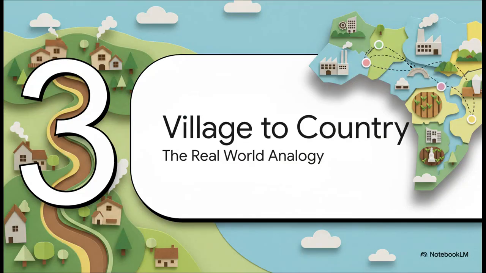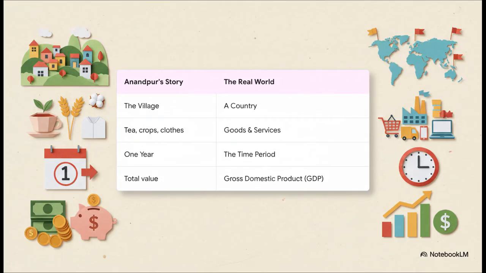Okay, so we've got a handle on Anandpur's economy. Now let's zoom back out and connect these simple dots to the real world. You can see how it all lines up, right? Our village, Anandpur, that's like a country. The tea, the crops, the clothes, those are all the goods and services. The 1 year we looked at, that's the time period. And that grand total we came up with, well, that is the gross domestic product, the GDP. It's a perfect one-to-one analogy.